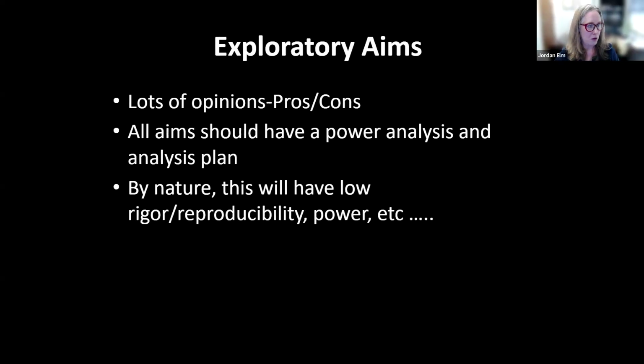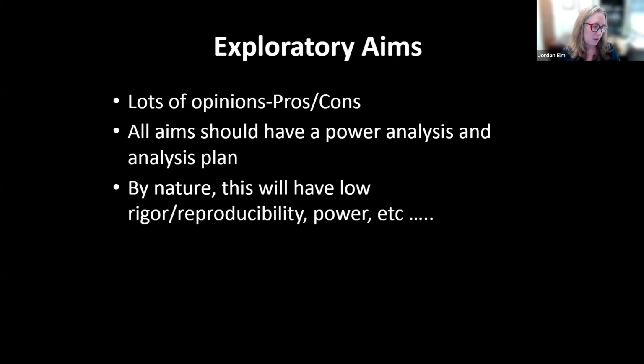Is there another slide? Oh yes, exploratory aims. A lot of times people like to structure the specific aims page with a first aim, a second aim, and then the third one is an exploratory aim. There are lots of opinions about whether to include an exploratory aim or not. There are definitely pros and cons, but the way I was taught is that all aims should have a power analysis and an analysis plan associated with them.